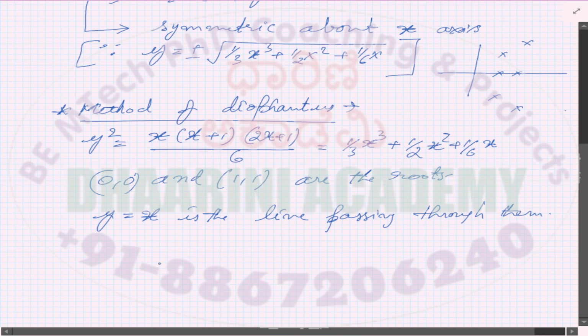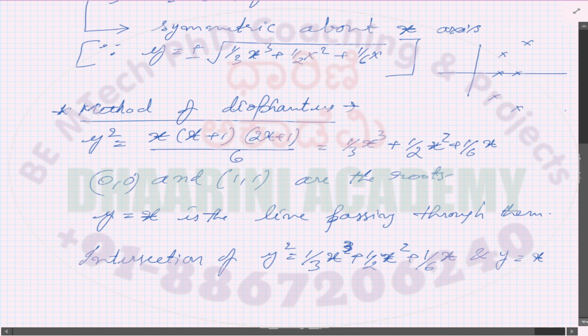So let us solve these two equations to get that. Let's try to find the third point by using simple algebra. I would like to calculate the intersection of my first curve. What is the first curve? First curve is y square is equal to 1 by 3 x cube, sorry, not x square, this is x cubed, plus 1 by 2 x square plus 1 by 6 x. This is my first curve, and the second is y equal to x.